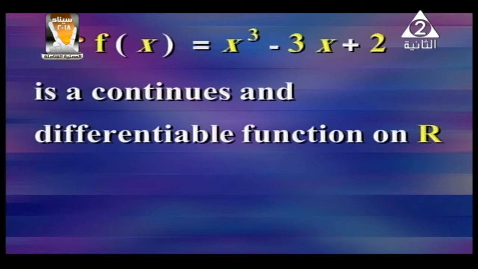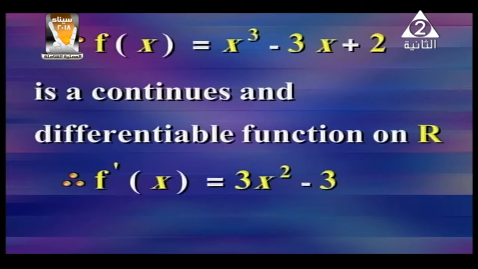As the first, the function is continuous and differentiable on R, a polynomial function. Then, what is the differentiation of the function? 3x power 2 minus 3x. What are the values of zeros of f dash of x? We put 3x power 2 minus 3 equals 0. After that, we find the value of x which makes f dash x equals 0.